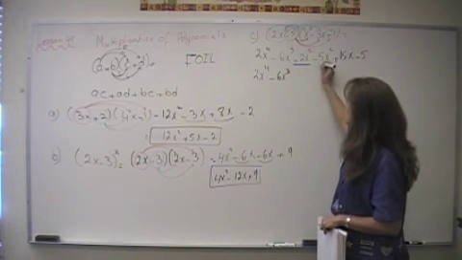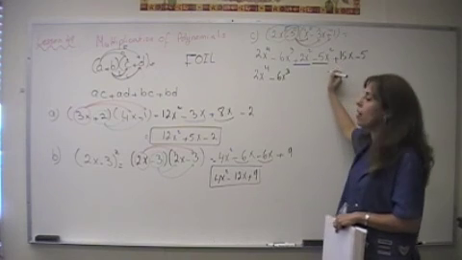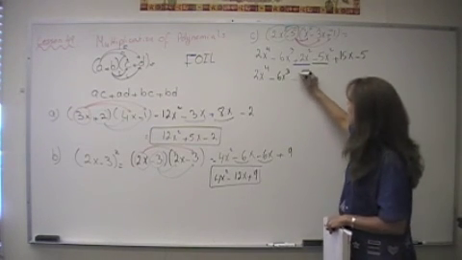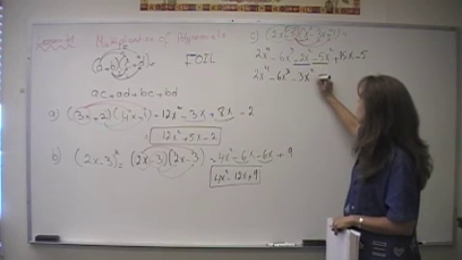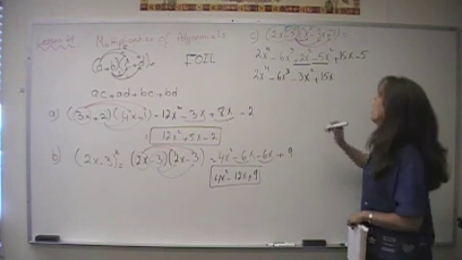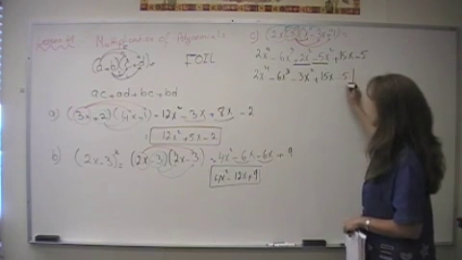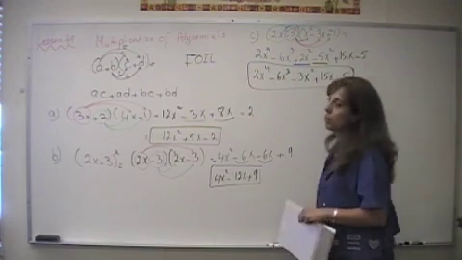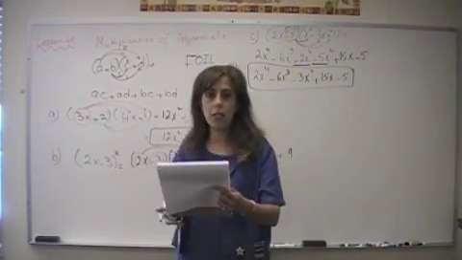With the x squared, I have 2x squared and negative 5x squared. 2 minus 5 is negative 3x squared. Positive 15x, I have only one term with the x, and minus 5. That would be my answer for this multiplication. And that's all for lesson 49.